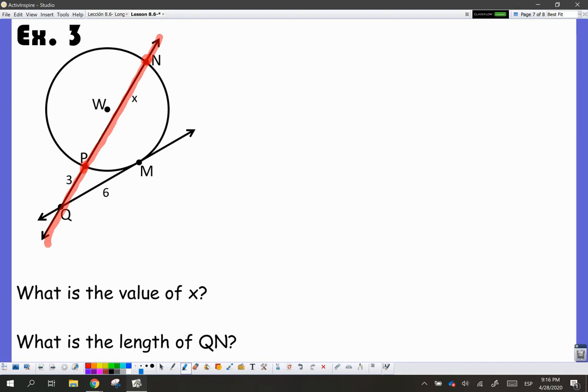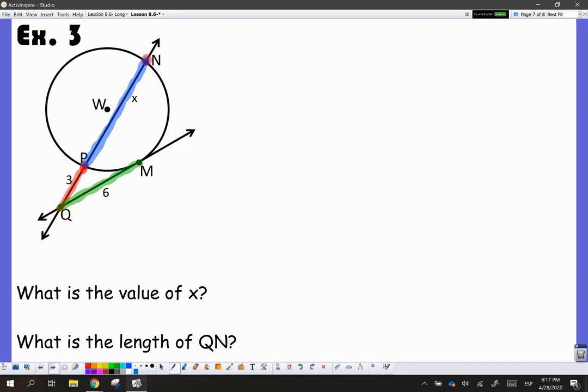Now that I know which one my secant is, I want to break it apart into the exterior and interior segments. So I know that the exterior obviously is outside, and it only goes up to the point of intersection, point Q here. Then the interior part would be inside the circle from point P to point N. Now the tangent is just going to be from point Q to point M, because that's where it touches the circle. So I'm just going to highlight that part.